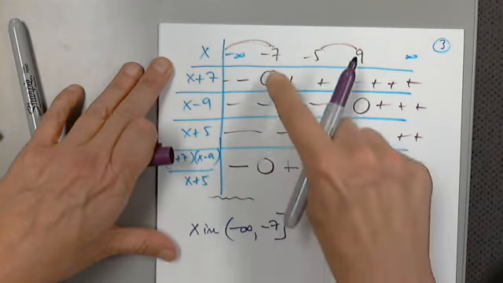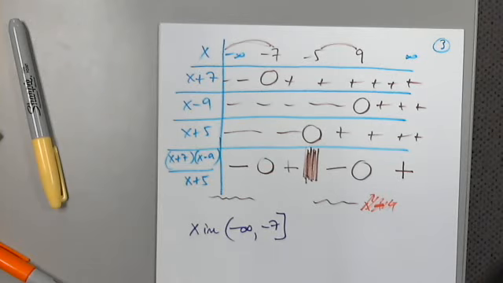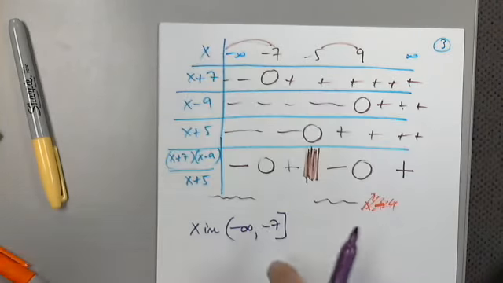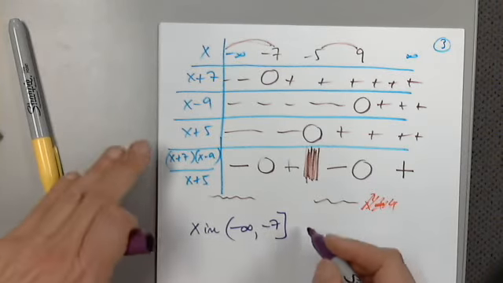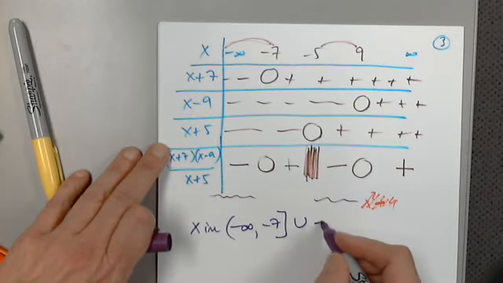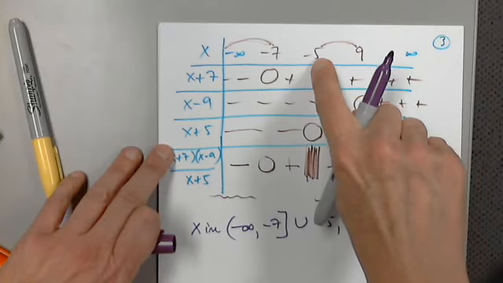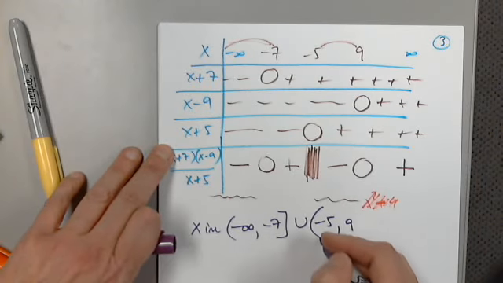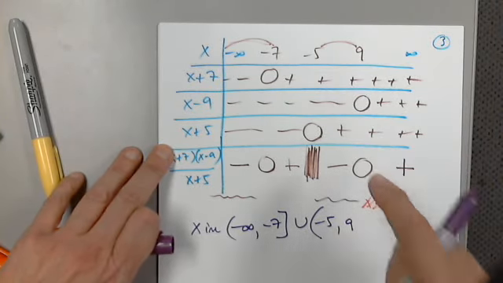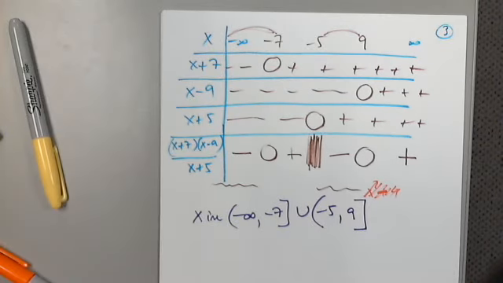I can close because the function is allowed. I have the equal symbol in the inequality, so I can put the bracket in. Union. Yes. But now I have to be careful. I cannot include negative 5, so it has to be a parenthesis. But I have to include 9 because of the equal symbol in the inequality. Perfect. Is this clear, everyone?